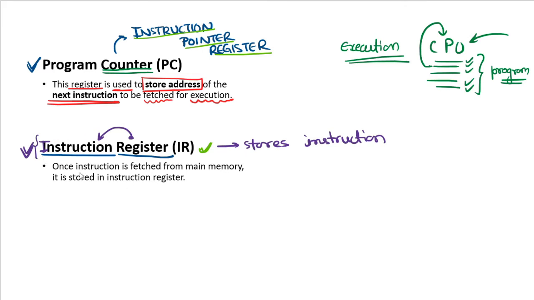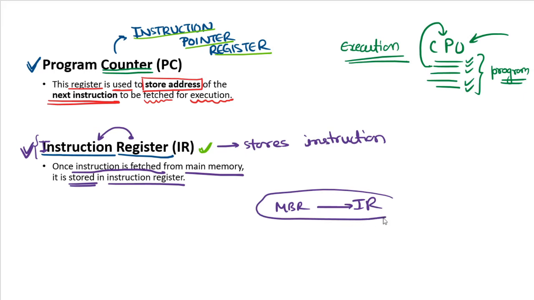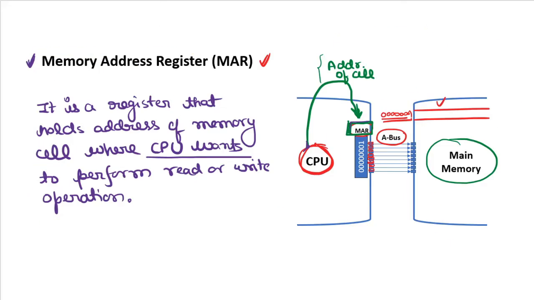So once an instruction is fetched from main memory, it is stored in instruction register. Instruction will go from MBR to instruction register. I hope I'm making sense. So let's continue. So now we have already discussed 6 registers, right? What are those registers?